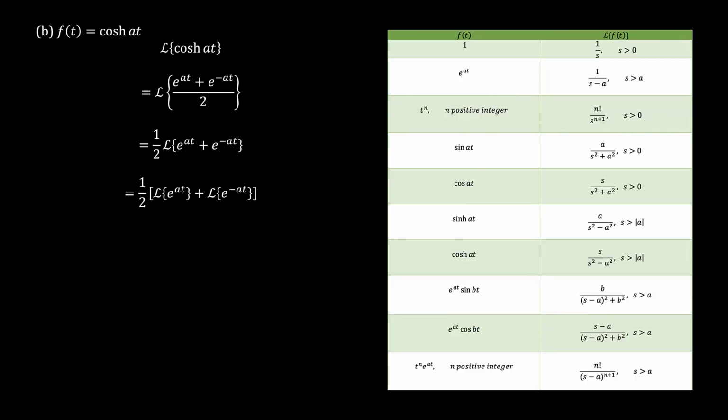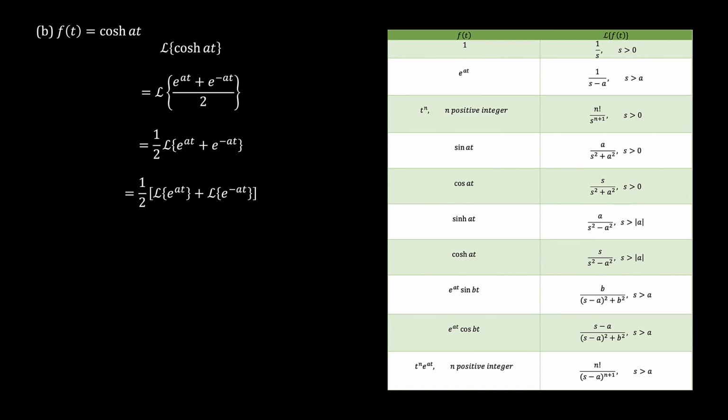Now I'm going to use linearity, and I'm going to pull out that 1/2. And I'm going to leave the Laplace transform of e to the at plus e to the -at. All right? Once more, I'm going to use linearity, and I'm going to apply the Laplace transform to each exponential separately. So it'll be 1/2 Laplace transform of e to the at plus Laplace transform of e to the -at. So how are we going to take the Laplace transform of these two exponential functions? Well, you guessed it. Again, we will reference the Laplace transform table.